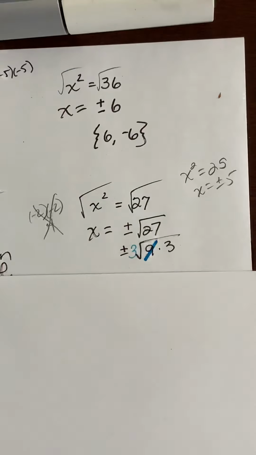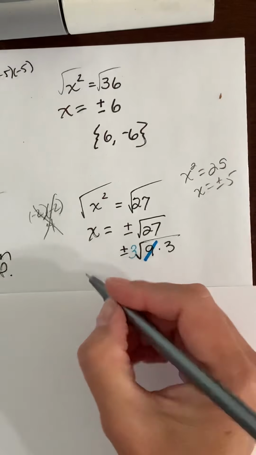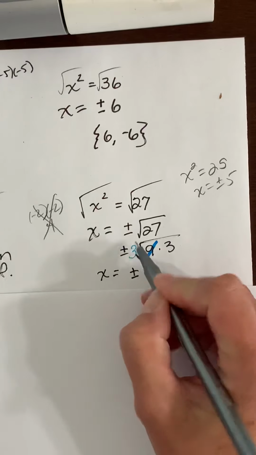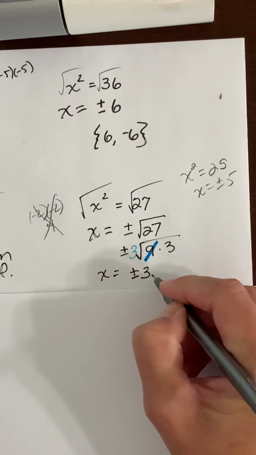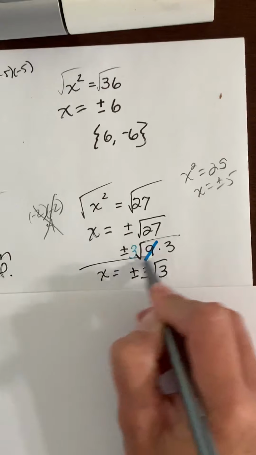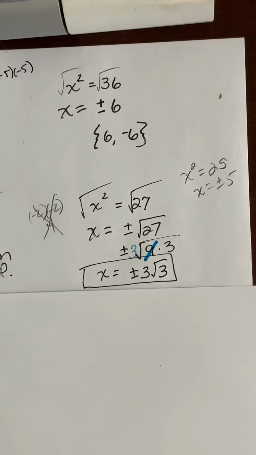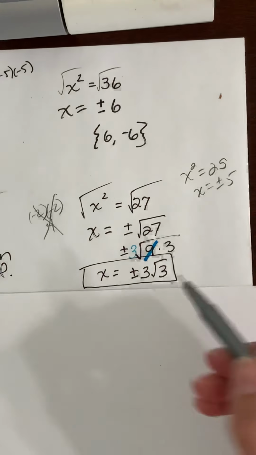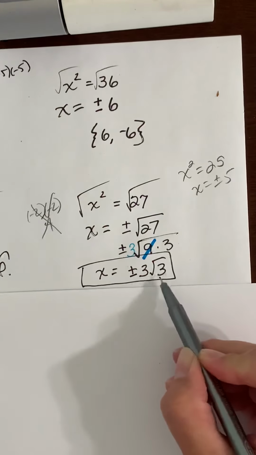So now my final answer is x equals plus or minus, there's a 3 outside of the radical and there's still a 3 under the radical. And this is how you write the exact answer. Again, if you put the square root of 27 into your calculator, it'll give you 5 point something. And if I put 3 root 3 into my calculator, it would also be 5 point something.